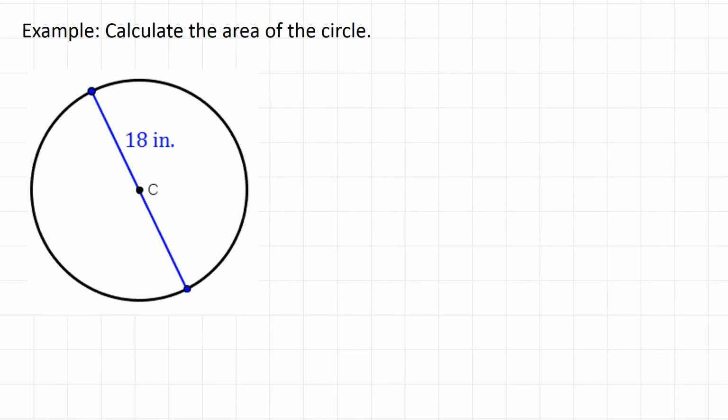Now let's calculate the area of this circle. So you can see the measurement that we're given is 18 inches, but that's actually the whole diameter of the circle. So the diameter d of the circle is 18 inches. But you'll recall that our formula for the area of a circle depends on the radius, not on the diameter. So we have to turn that diameter into a radius. And to do that, we just have to divide it by 2. You take the diameter and cut it in half, and you get the radius. So 18 divided by 2 is 9 inches.